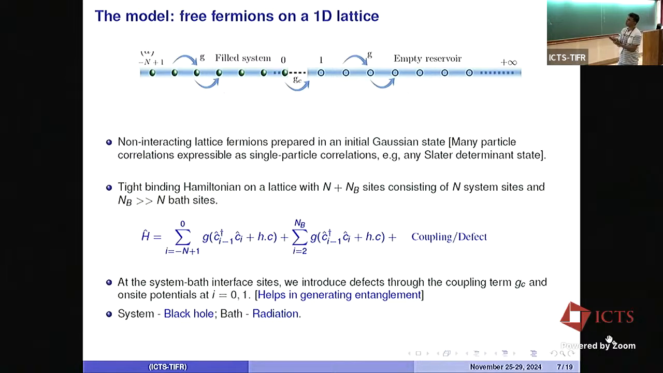As Rajdeep already mentioned, we are looking at non-interacting lattice fermions prepared in initial Gaussian states. This makes a lot of calculations easy. It's important that at this interface there's a defect, and the defect can be just the hopping being different, or I can put some on-site potentials at sites 0 and 1. That's how we introduce the defect. Maybe I'll come to that later. So this is the black hole, and what's going out is the radiation.